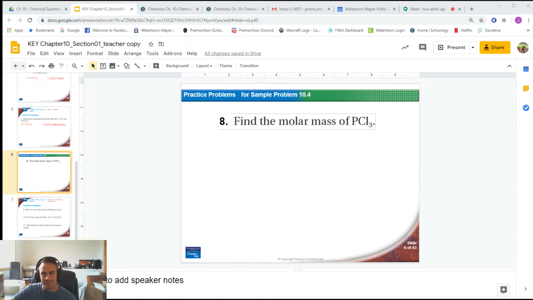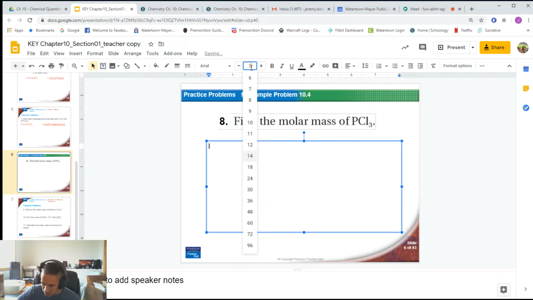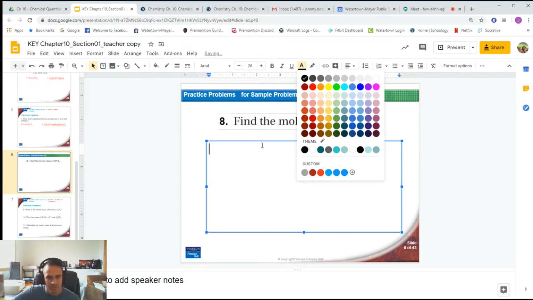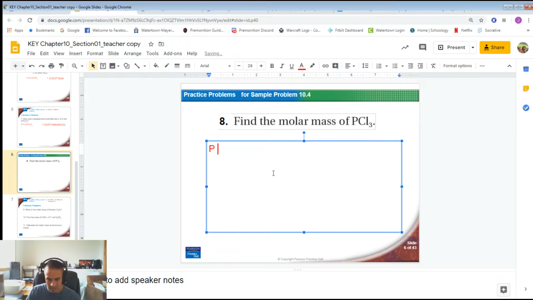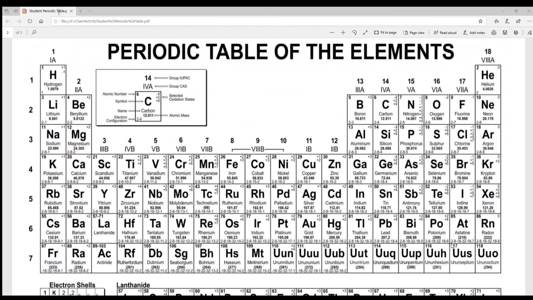Okay, so let's go back to our notes. So it says, find the molar mass of PCl3. All right, so to do this, we're going to need to find phosphorus, which is P, and chlorine, which is Cl, on the periodic table, and we're going to need to look at their molar masses, and then we're going to need to add them together, okay? So we're going to insert a text box first in here so we can do some typing. Change our font size, change our color, okay? So P is going to be equal to, and then Cl, and I guess 3 is going to be equal to. All right, so let's go look at our periodic table here, okay?